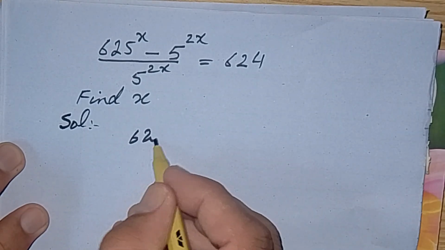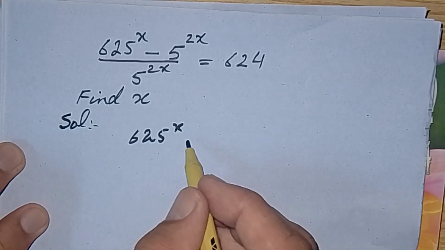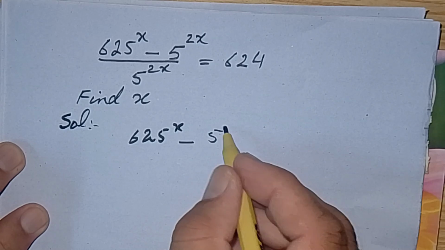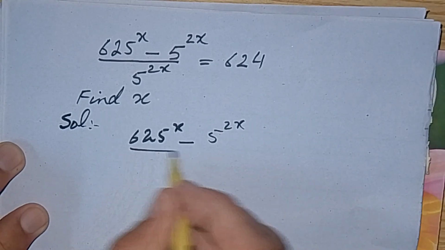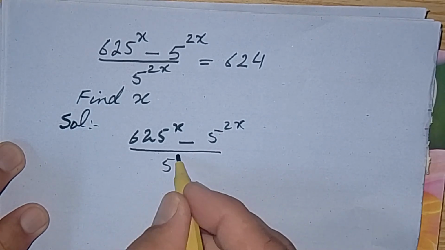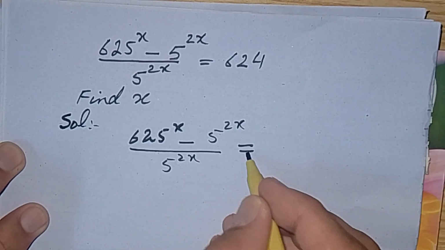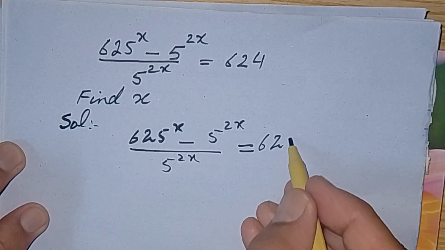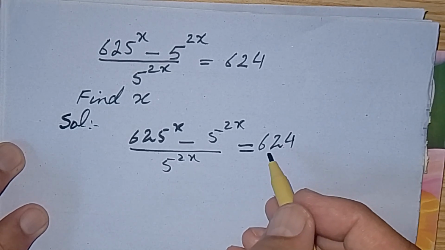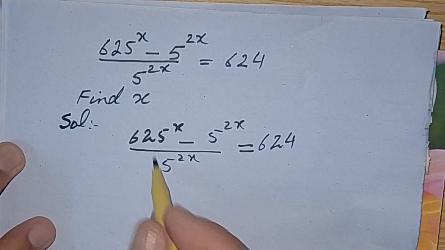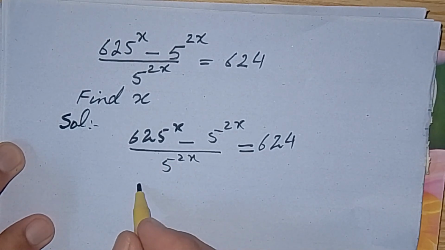625 raised to the power x minus 5 raised to the power 2x over 5 raised to the power 2x is equal to 624. Now we break these two.